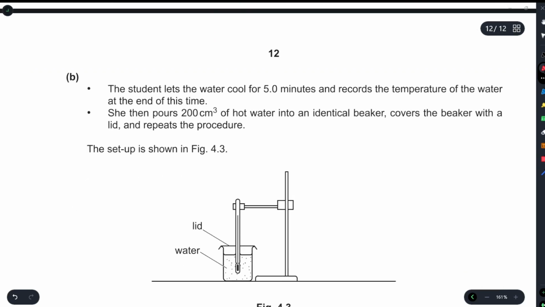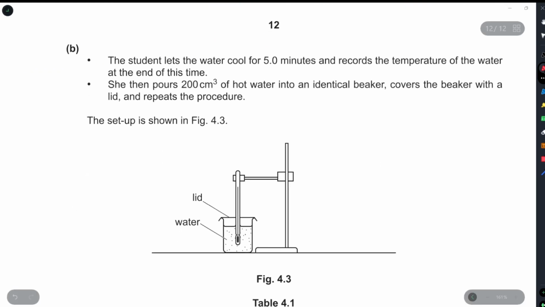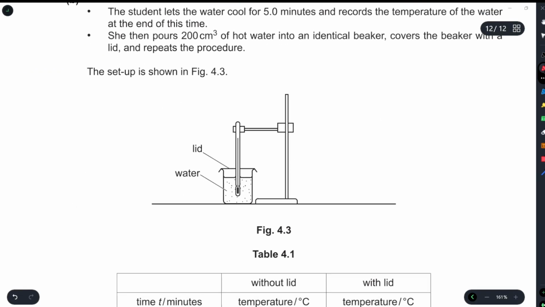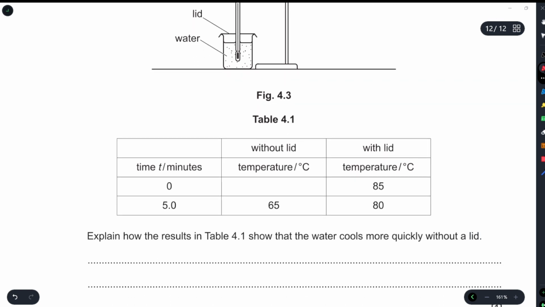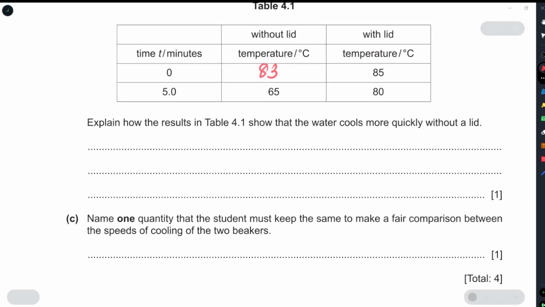Okay. The student lets the water cool for five minutes and records the temperature at the end time. She then pours 200 into a beaker and covers it. Explain how the results in 4.1 show the water cools more quickly without a lid. Of course, we started at 83, and within the 5 minutes your temperature falls.